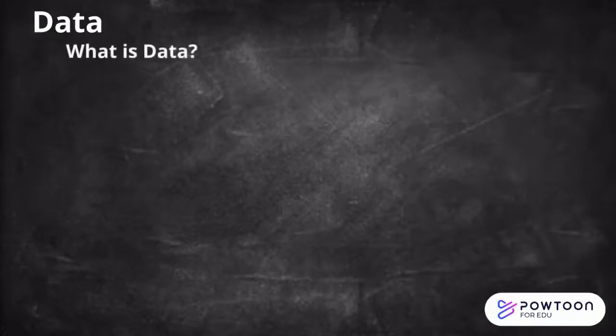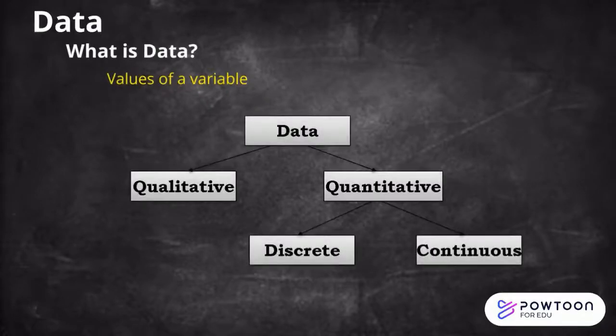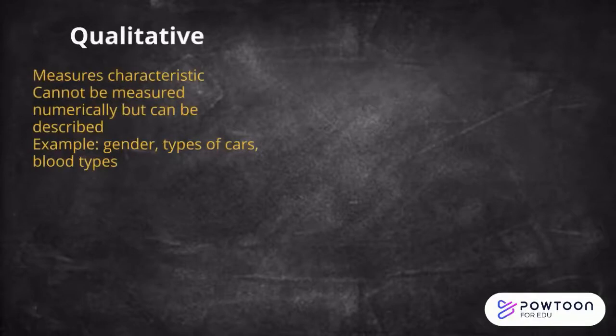Data. What is data? It is a value of a variable. Data has two types, which are qualitative and quantitative. Quantitative has two types, which are discrete and continuous. Data can be classified. First is qualitative. It is a measured characteristic. It cannot be measured numerically, but can be described. For example, gender, types of car, and blood type.